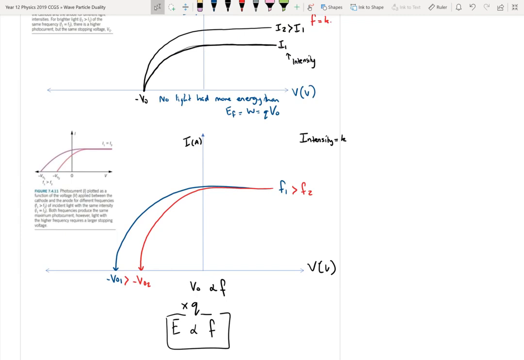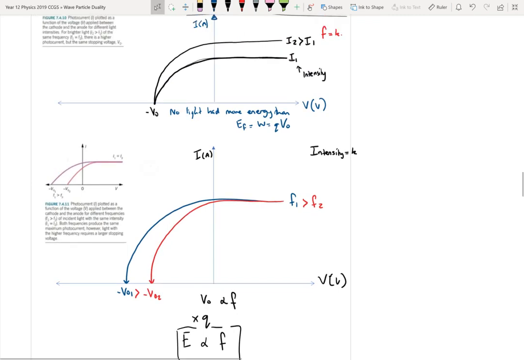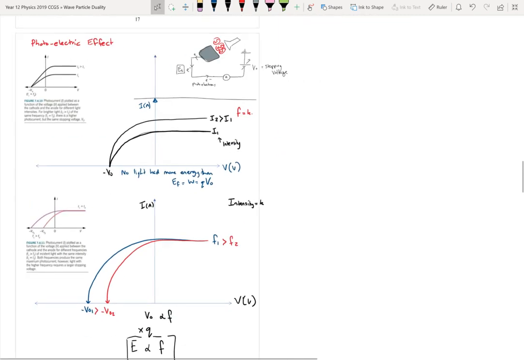We will stop it there, but I need you to have an appreciation of these two curves and the significance that it has. The wave model can't explain these two experiments. The particle model does explain this.